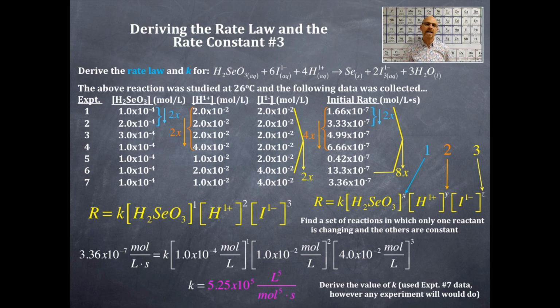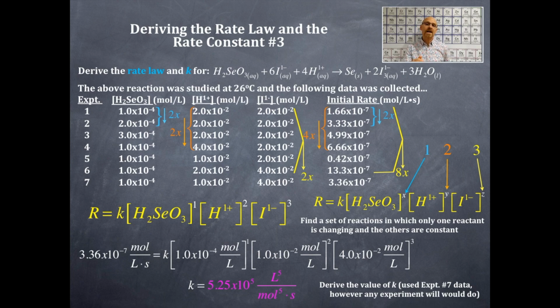The value for K, that is the rate constant, is 5.25 times 10 to the 5 liters to the 5th power divided by moles to the 5th power times seconds. Okay, and that is the rate constant. Hopefully that worked out well for you.